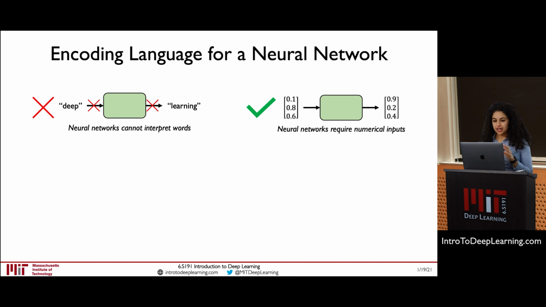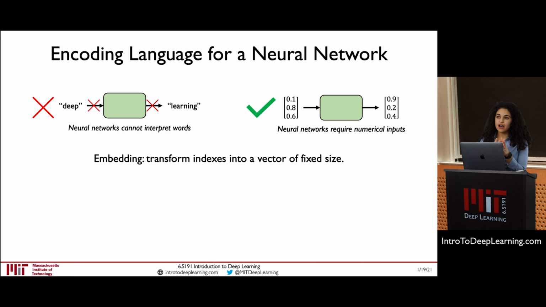All right, so now we know that we need to have a way to transform language into this vector or array-based representation. How exactly are we going to go about this? The solution we're going to consider is this concept of embedding, which is this idea of transforming a set of identifiers for objects, effectively indices, into a vector of fixed size that captures the content of the input.